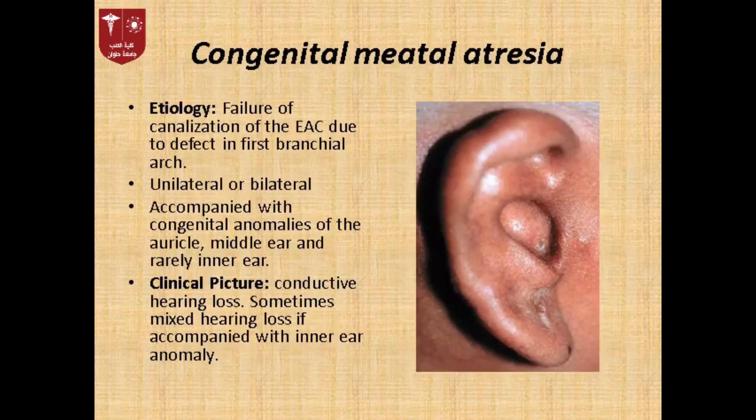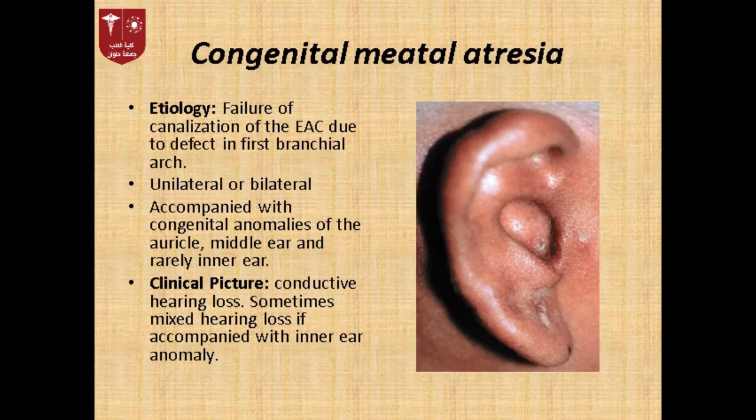Congenital meatal atresia is failure of canalization of the external auditory canal due to a defect in the first branchial arch. It might present bilaterally or unilaterally, and it's usually accompanied by other congenital ear anomalies like anomalies of the auricle, like microtia, or anomalies of the middle ear like hypoplasia or aplasia of the middle ear. It's rarely accompanied by inner ear anomalies. That's because of the different embryological origin.